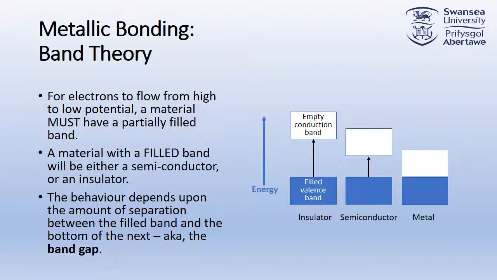And this is why things like silicon, not silica, but silicon, can actually act as a semiconductor. Our insulators, such as diamond, for example, will have a large band gap. So this band theory explains why some materials behave as a semiconductor and others don't.